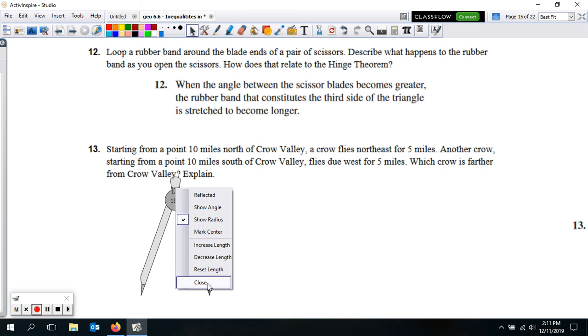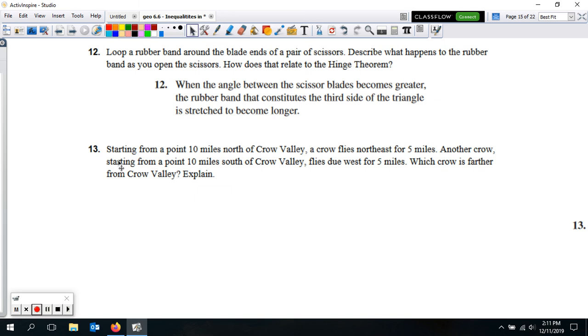Number 13. I can get rid of my compass now. For number 13, it says, starting from a point 10 miles north of Crow Valley, a crow flies northeast for 5 miles. Another crow, starting from a point 10 miles south of Crow Valley, flies due west for 5 miles. Which crow is further from Crow Valley? Explain.